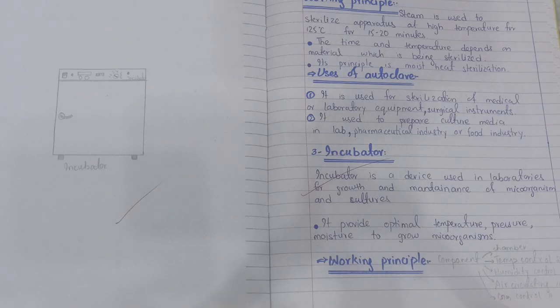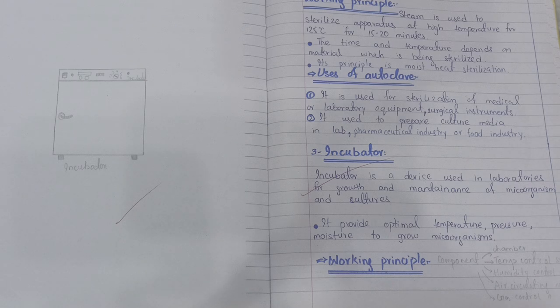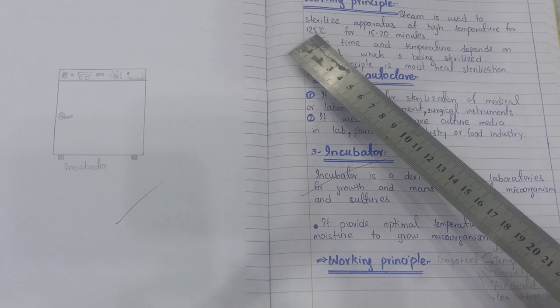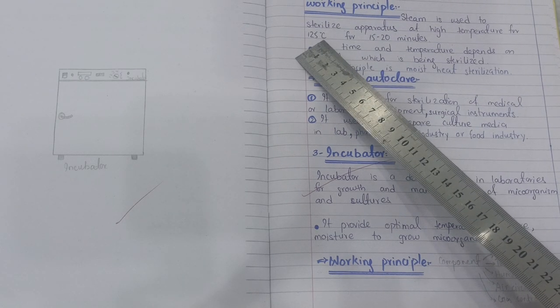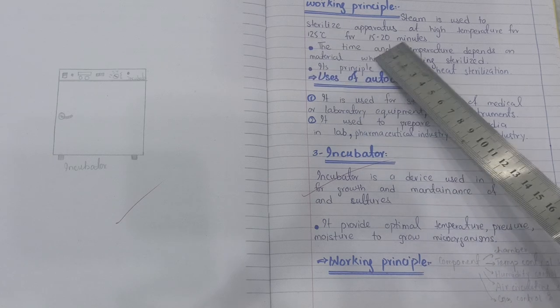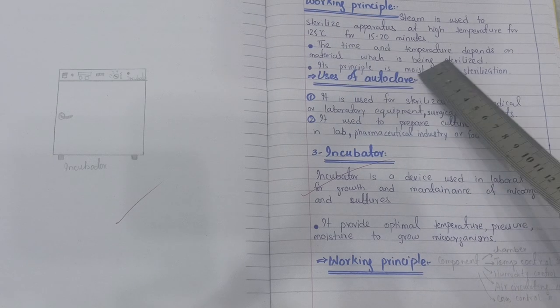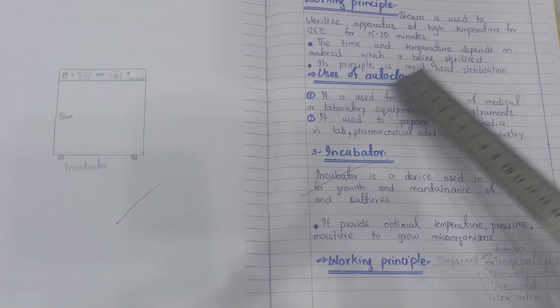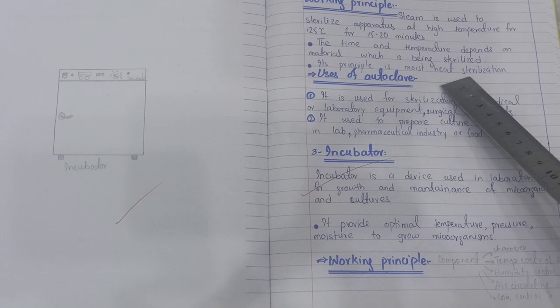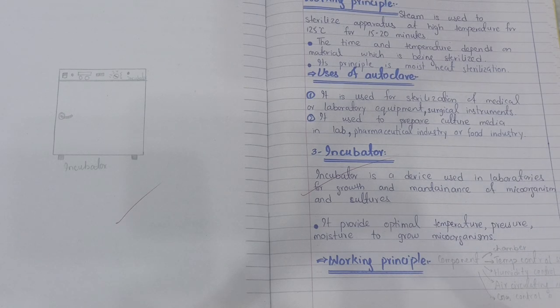So let's explain the working principle of the autoclave. It works at very high temperature and pressure. The high temperature is 125, or you can say 121, for 15 to 20 minutes. You put the equipment in it and it will sterilize all of it. It uses the principle of moist heat sterilization, because water is present.